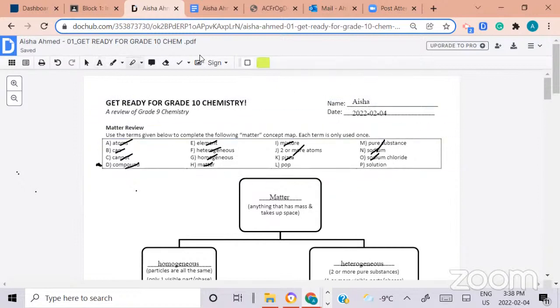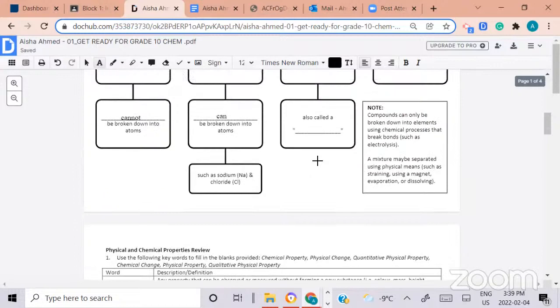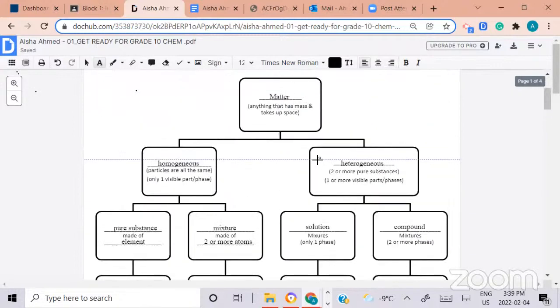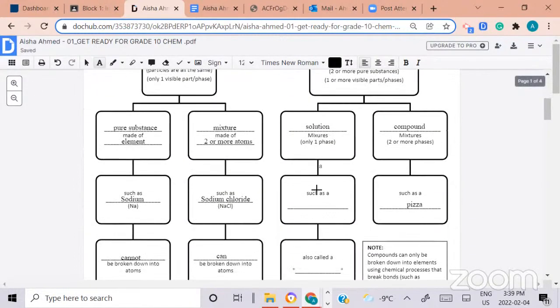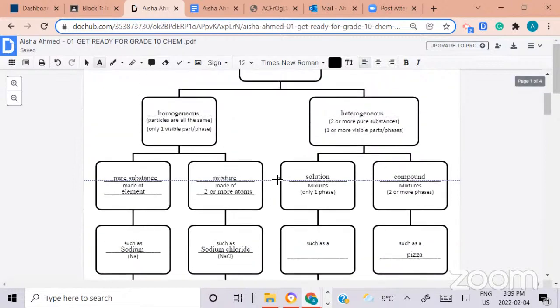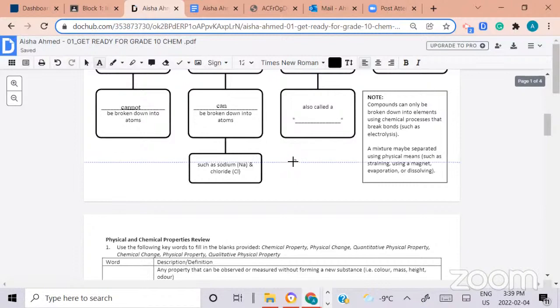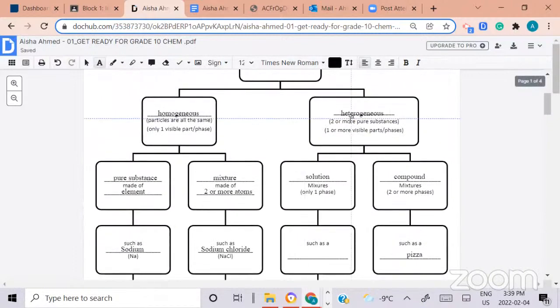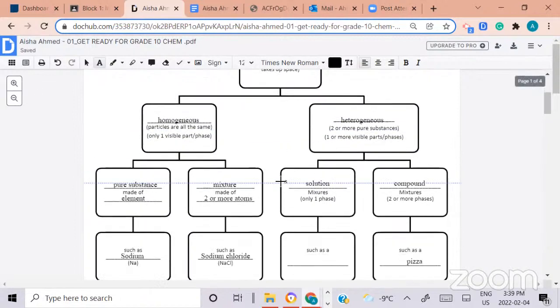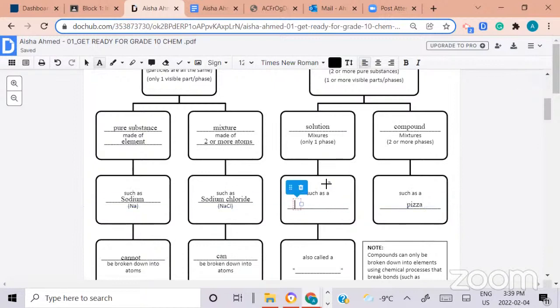Okay, so did we use pop? Oh, we didn't. No, we didn't put pop yet. Okay, that's a homogeneous mixture, so I wonder why we didn't. Go down. There should be space for pop in homogeneous. Nope, there isn't. It's a solution, so I'm pretty sure it goes here.